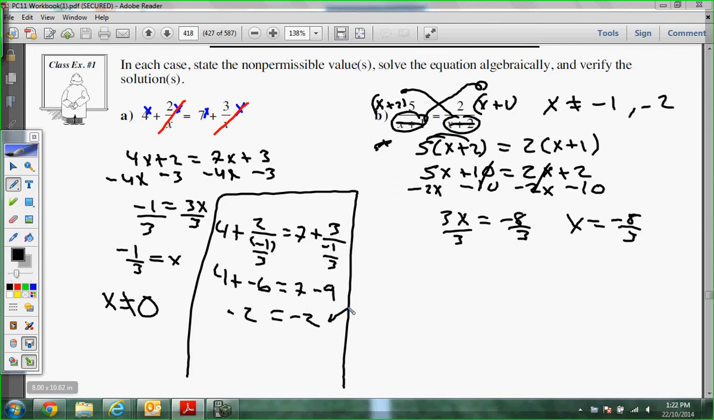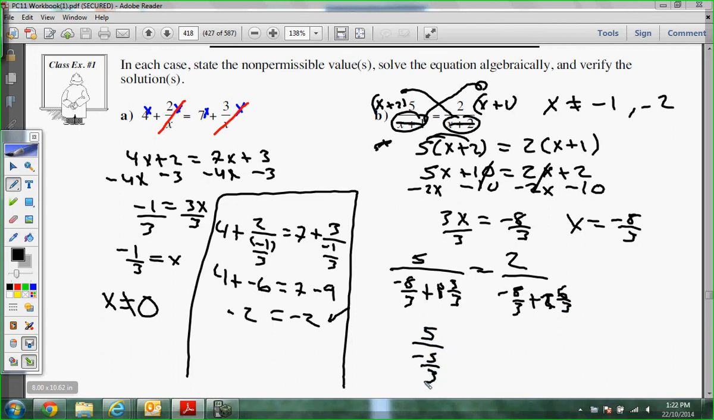Okay, and this one here. This one's going to be a little bit uglier because it's negative 8/3. Well, let's do it. 5 over negative 8/3 plus 1 equals 2 over negative 8/3 plus 2. First thing we're going to do is common denominator. So I'm going to make my 1 a 3 over 3. I'm going to make my 2 a 6 over 3, just changing it into thirds. 6 divided by 3 is 2, 3 divided by 3 is the 1. Okay, so I have now, this makes a 5 over a negative 5 thirds, because negative 8 plus 3 is negative 5. And then here I have 2 over a negative 2 thirds.